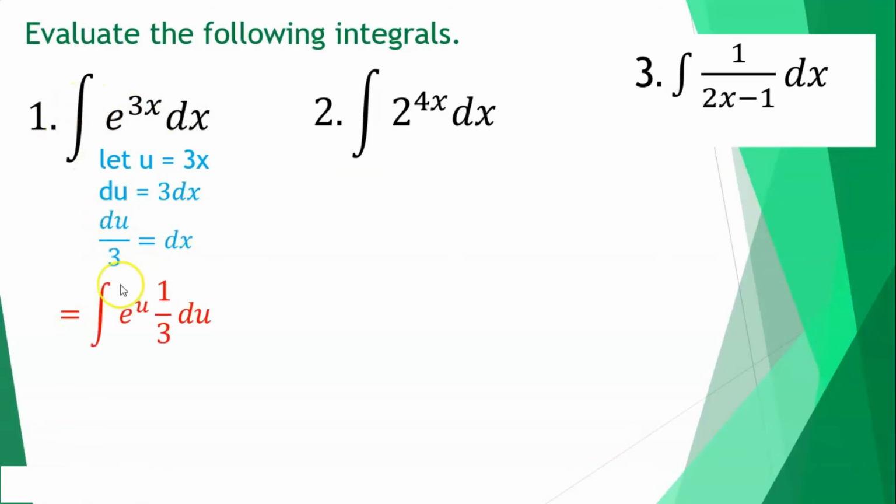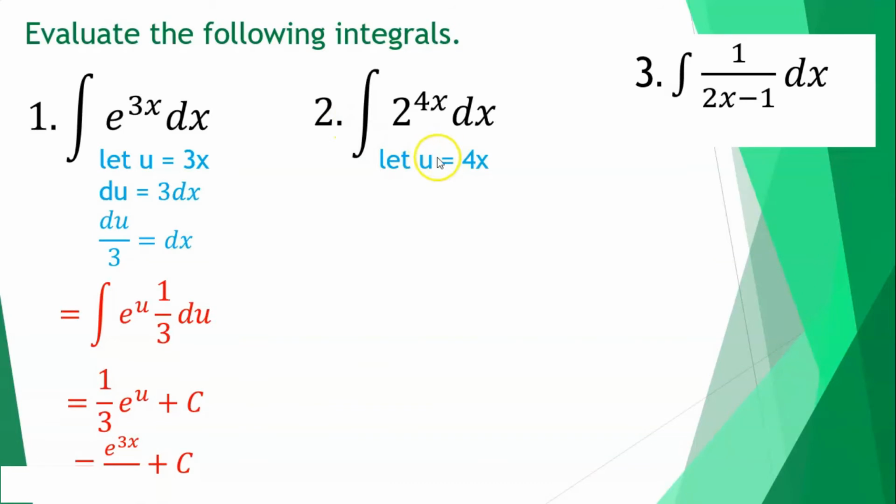Now, rewriting this, this would be the integral of e to the power of u, then our dx is 1/3 du, so this would become 1/3. The integral of e to the u is just e to the u plus c. Substituting, our final answer would be e to the power of 3x over 3 plus c.